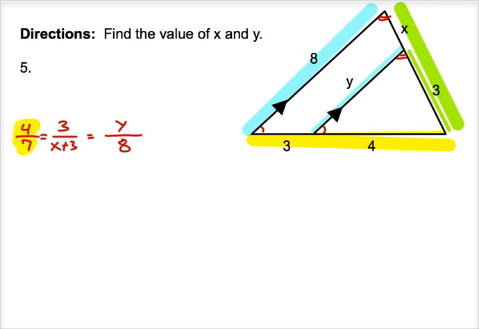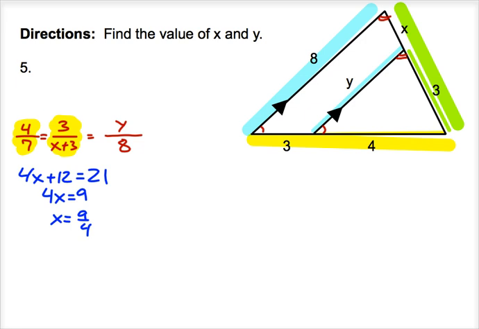So again, picking my scale factor of 4/7, I'm only going to look at the next part, which is 3 over x plus 3, and let's cross multiply. I'm going to start by distributing the 4 in, get 4x plus 12, and if I cross multiply I get 7 times 3, which is 21, and let's solve this equation. I'm going to subtract the 12 off of each side, so I get 4x on the left, I get 9 on the right, divide by 4, I get 9/4, and you can go to a mixed number if you'd like. Okay, so I have my value for x.